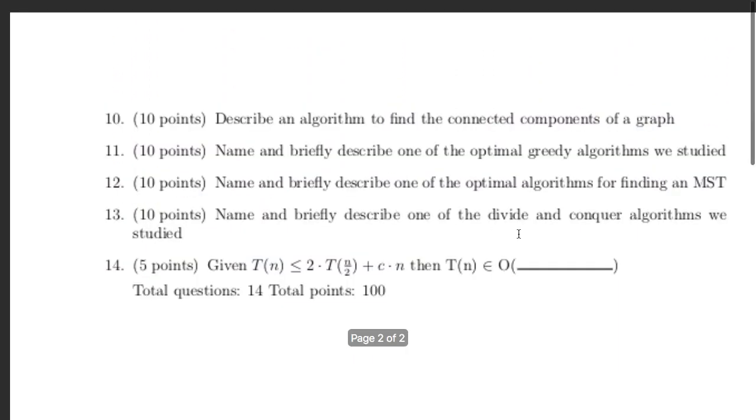Perfect. Now, describe an algorithm to find the connected components of a graph. How can you do that? You could find the shortest path, or I guess you could try to find a minimum spanning tree, and then if it doesn't touch the node. Isn't this either breadth or depth? Yeah, right? It's a modification of breadth first search, right?